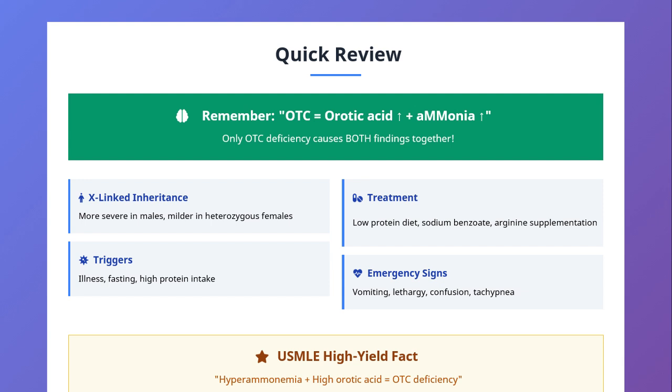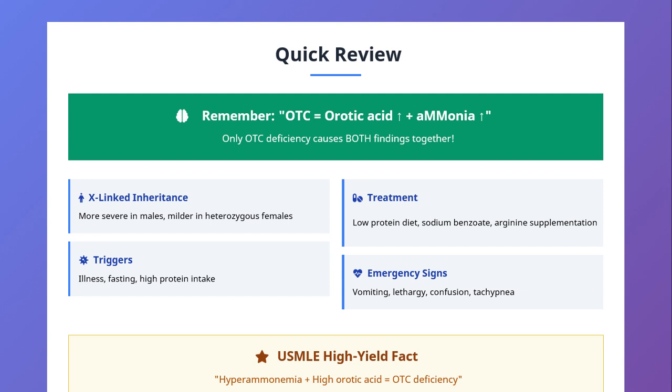Key points to remember for the exam. Ornithine transcarbamylase deficiency is the only urea cycle disorder associated with both elevated ammonia and elevated orotic acid. The condition is X-linked recessive. It presents most commonly in male infants. Ammonia accumulation leads to neurologic symptoms. Orotic acid is elevated due to shunting of carbamoyl phosphate into pyrimidine synthesis.